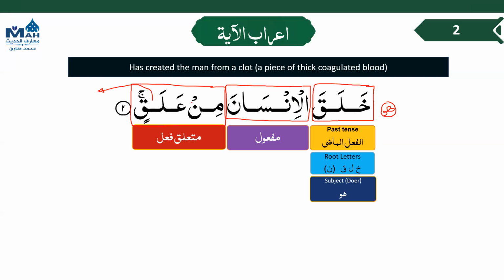Alaq, blood, hard blood. A clot, a piece of coagulated blood. A thick clot. So now translate correctly: He created man from a thick clot of blood. From a clot. Okay. And then we can go into the explanations.